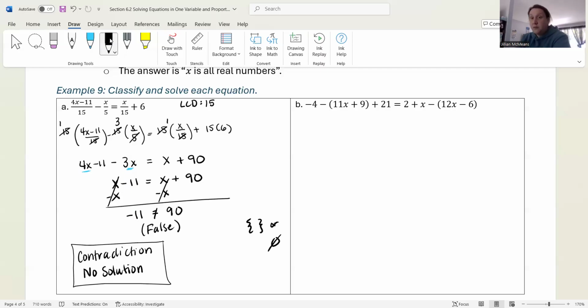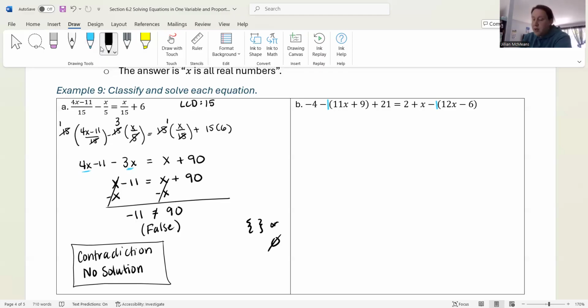Okay. For part B, we have this big old messy looking equation, but we're pretty good at solving equations at this point, so let's just get to it. Let's dive in. First thing we want to do is distribute, and we do need to distribute twice. I do want to remind you of something. If in front of a set of parentheses you just have a plus or you just have a minus, that would indicate that you're distributing positive or negative 1. So we don't write the 1, but please know it is there.